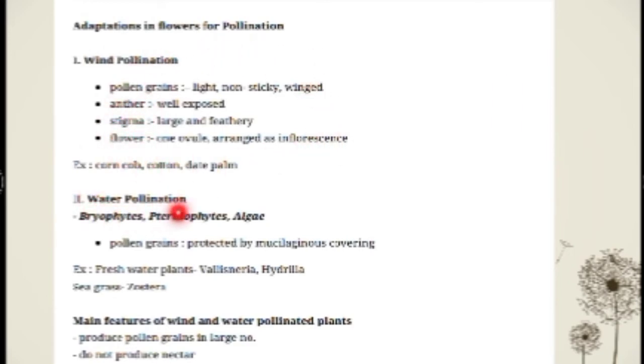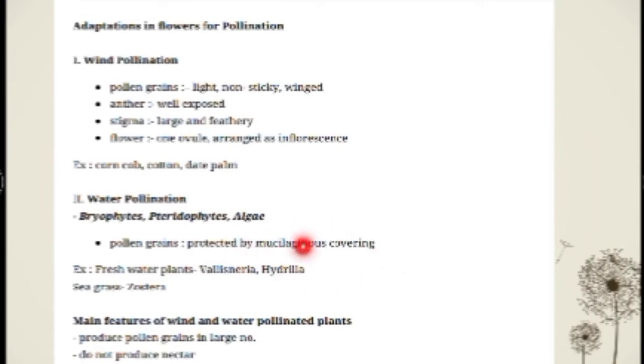Now let us know about water pollination. Water pollination is the pollination which is carried by water. The examples are bryophytes, pteridophytes, and algae. Pteridophytes are the fern structures, ferns, for example this dhekya which we in Assam take as a green leafy vegetable. So these are pteridophytes and algae. Algae, all of you know. Here you will see water pollination. Water pollination can occur if the pollen grains are protected by a mucilaginous covering.